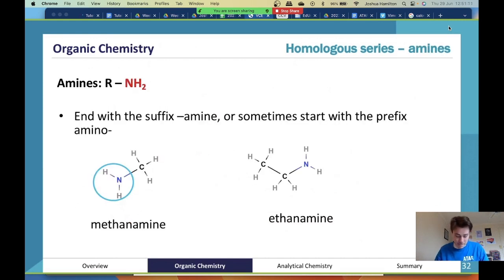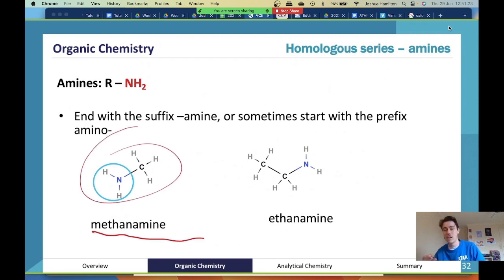Then last two, amines and amides. Again, you don't need to know how to name these. They do come up, and you'll need to know how to identify them, but you never need to know how to write them fully down. They end with the suffix amine, or they start with the prefix amino.